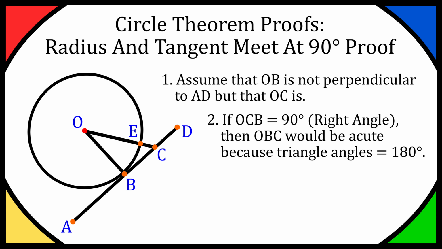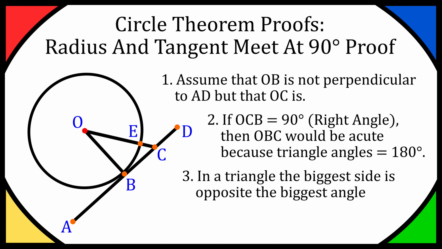So if OCB is equal to 90 degrees, which is a right angle, then OBC would be acute. If you have a 90-degree angle in the triangle, all the angles in the triangle have to add up to 180 degrees. And if one is 90 degrees, the other two are going to add up to 90 degrees also, so one of them is going to have to be at least a fraction of a degree. So there's not going to be another one that's bigger. So the other one is going to be smaller than 90 degrees.